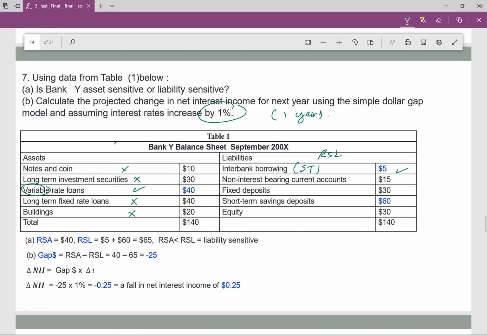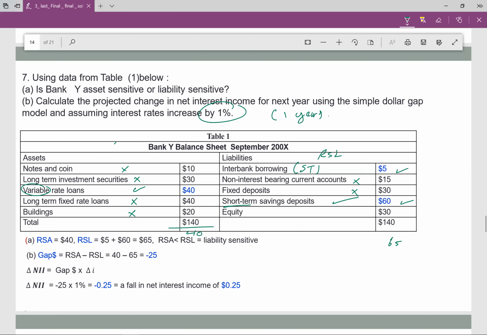Now, when we say non-interest bearing, there is no interest change. So I don't want this. Then fixed deposits, I don't take it. Short-term saving deposits. Fixed deposit means there is no change, okay? But they are not talking about maturity. It's a fixed deposit at the end of the year, which means it's continuing. Short-term deposit, the word here, I take it. So now I end up only with this and this. So I know this is 65 and this is 40.